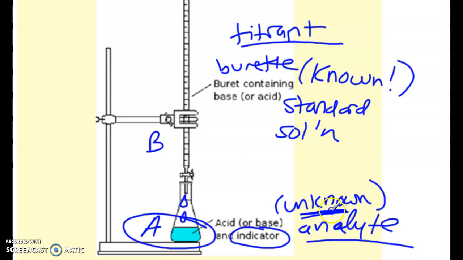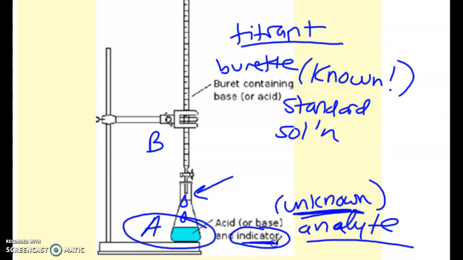Because remember, we don't know the concentration. So we don't know how much to add. You literally just have to keep adding until it's neutralized. So that could be 1 milliliter, that could be 10 milliliters, that could be 25 milliliters. You're not sure. So it would be annoying if you had to always take the pH measurements.